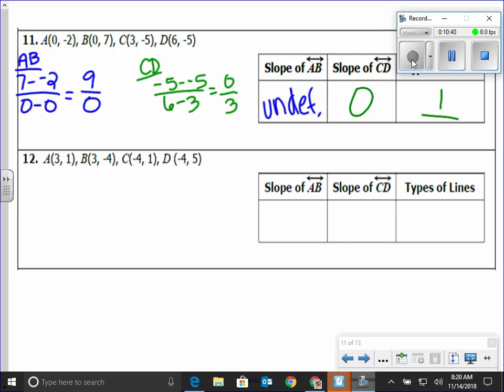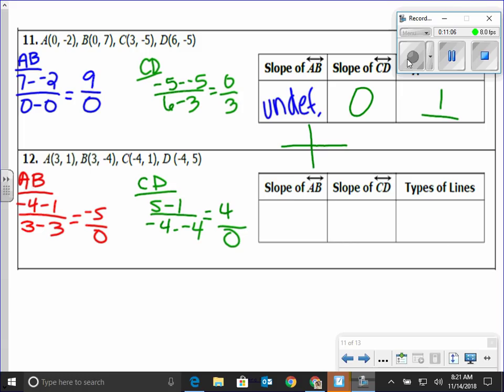Because think about it, what type of line is undefined? It's a vertical line, so that looks like that, right? And then what type of line is a slope of 0? It's a horizontal line. Wouldn't those cross at a 90-degree angle? Okay, cool. Now look at number 12. Go find the slopes of AB and CD.